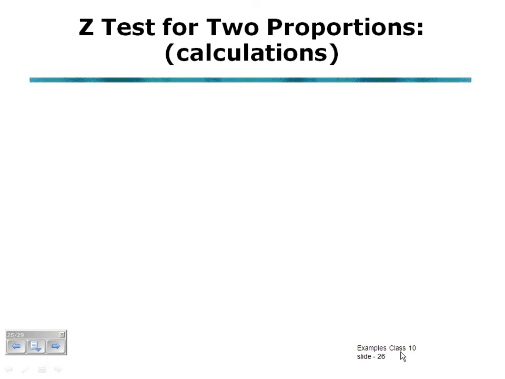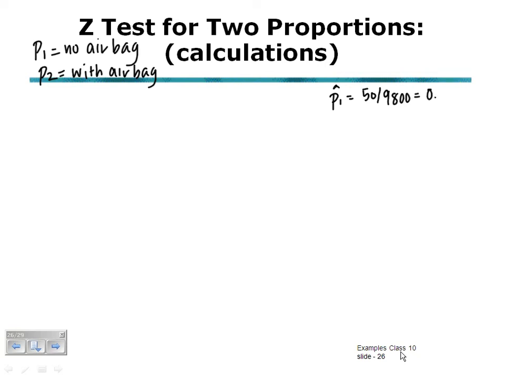So when we're doing the z-test for two proportions, the first thing we'd need to do, again writing down here, P1 is with no airbag, P2 is the proportion with an airbag. Our sample proportions, which we denote with a hat: P1 hat, the sample proportion, was 50 out of 9,800, very small figure here, that's 0.0051. And the sample proportion P2 hat is 40 out of 11,600. That's 0.0034. So those are the two sample proportions.